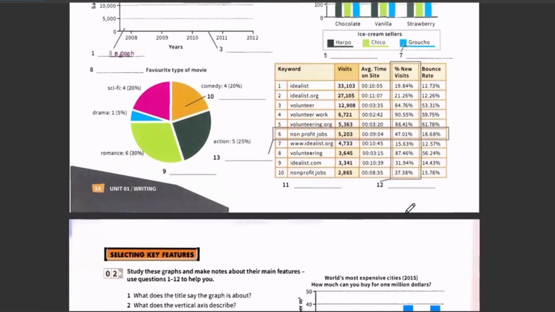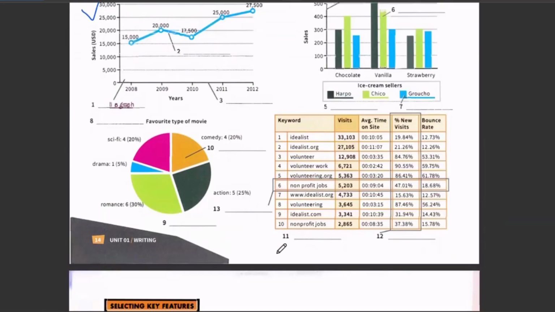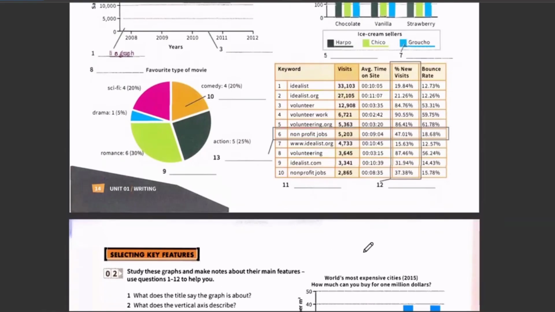Okay, great work. So these are some of the features that we have to mention when we are describing any diagram. That could be a pie chart, a line chart, a bar chart, or even a table. So we have to use these words so that we can specify what each of these diagrams are saying.